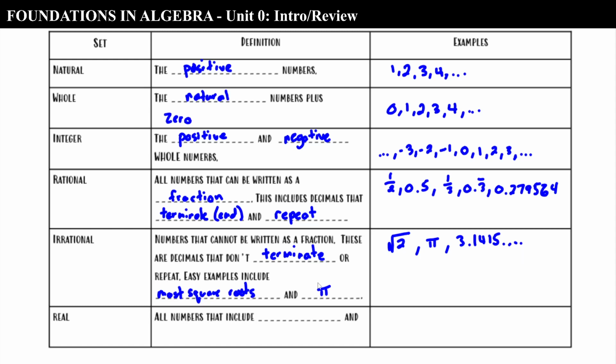And then real numbers include everything that we've talked about here. It includes all the rational numbers and all the irrational numbers. So everything that we have said as an example for all these different types, those are all real numbers. You'll get to learn a little bit more about numbers that are imaginary later on in Algebra 2. But for now, in this class, we're going to be talking pretty much about real numbers.